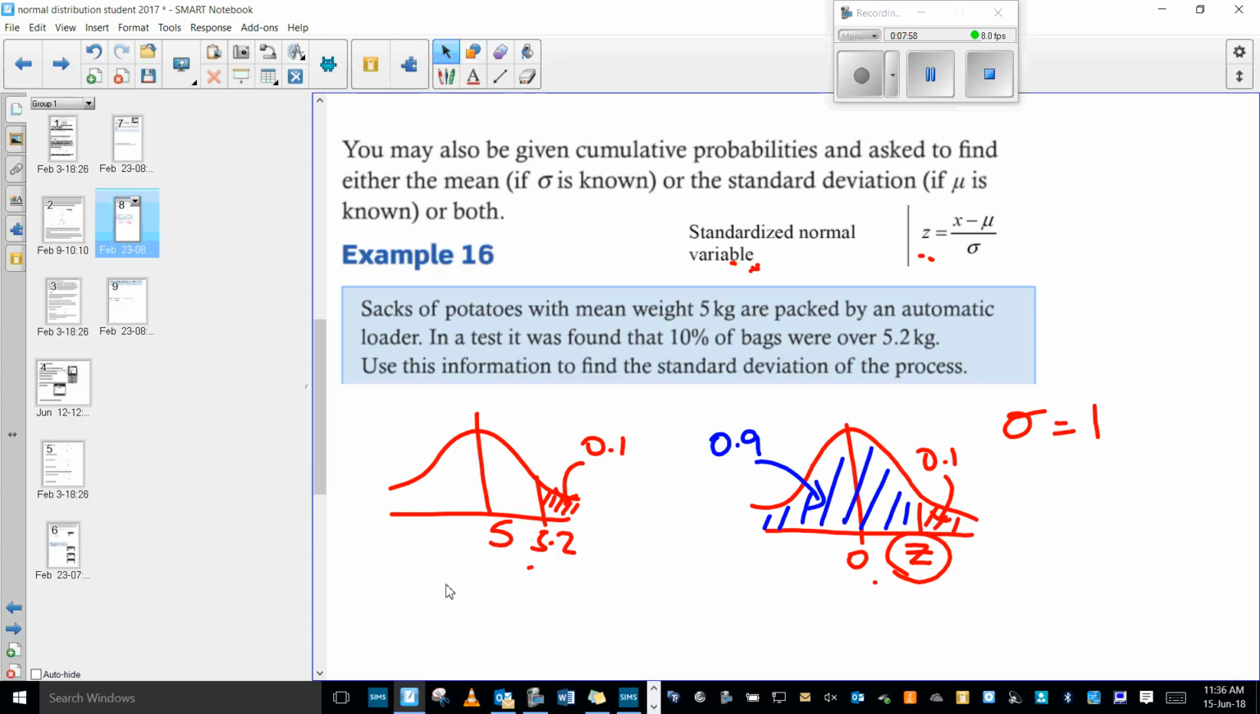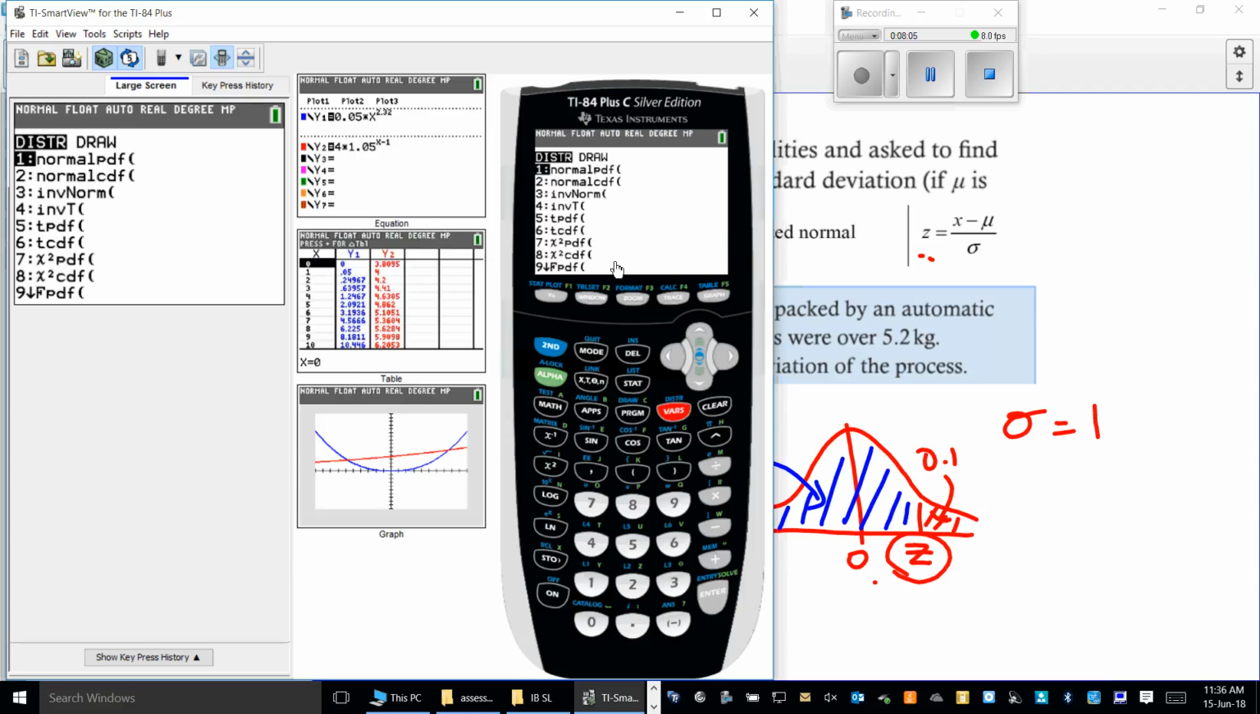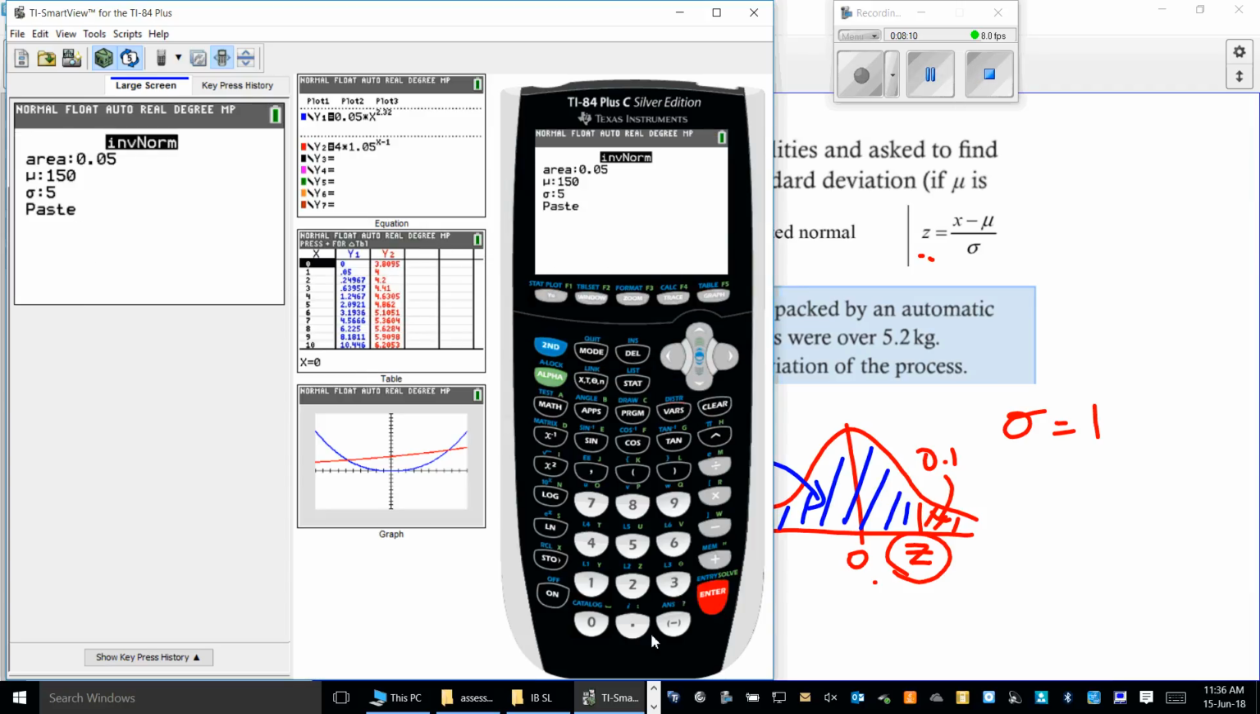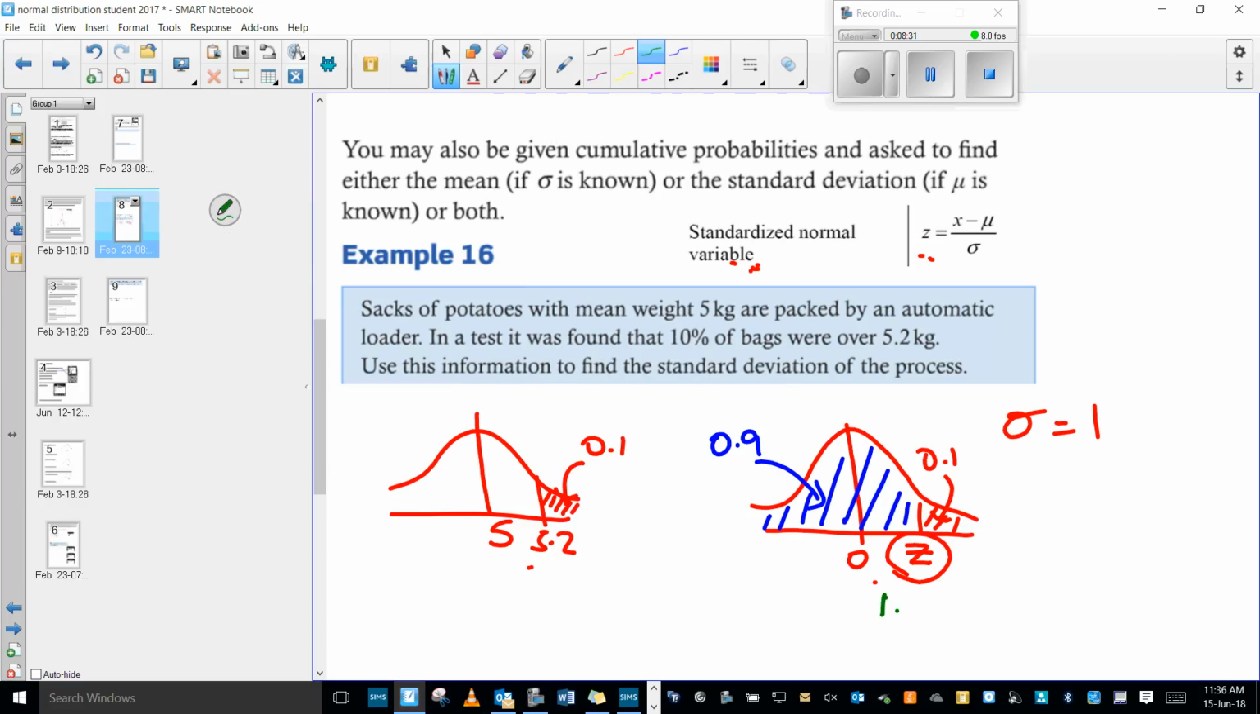Okay, so we're going into our calcs. We are going inverse norm. Oh, we're at 8 minutes already. Quick. Okay, inverse norm. We're putting in 0.9. Our mean, what's our mean? 0. Careful. And what's our standard deviation? 1. Nice. So we've got 1.28. Okay, so that's our Z-score.